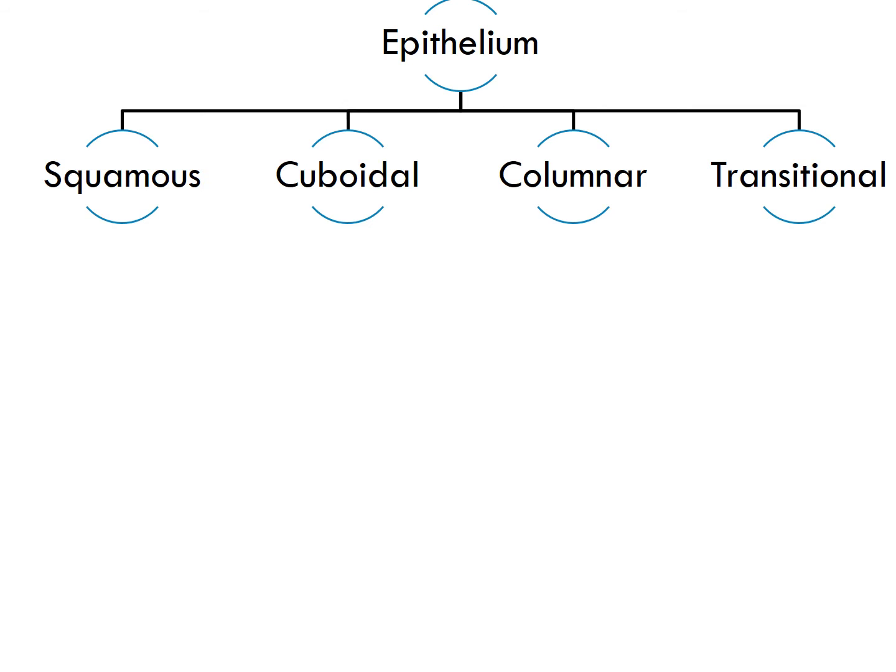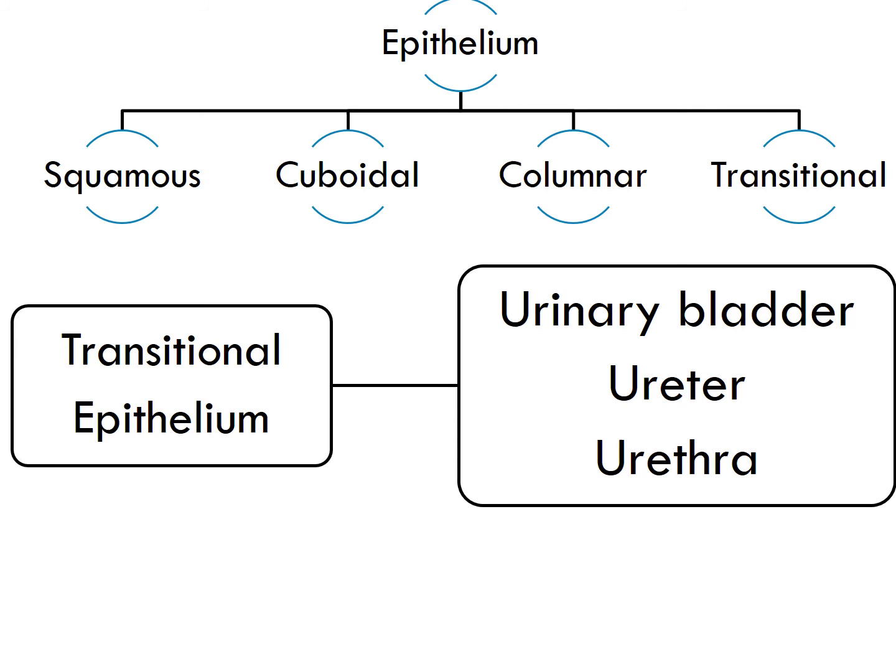The fourth one is the transitional epithelium. It is found in the lining of the urinary bladder, ureter, and urethra.